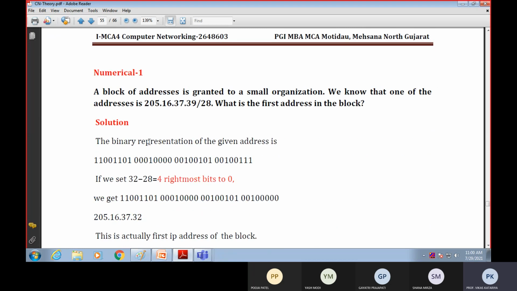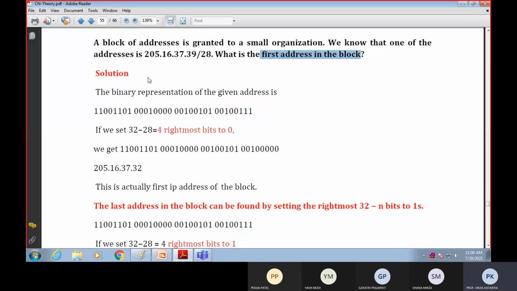Then we have solved some numericals. The first numerical we had solved: we are given a block of addresses for a small organization, with the first IP address in CIDR slash notation, and we have to find the first address in the block. We calculated it this way. First we convert into binary: 205, 16, 37 and 39.